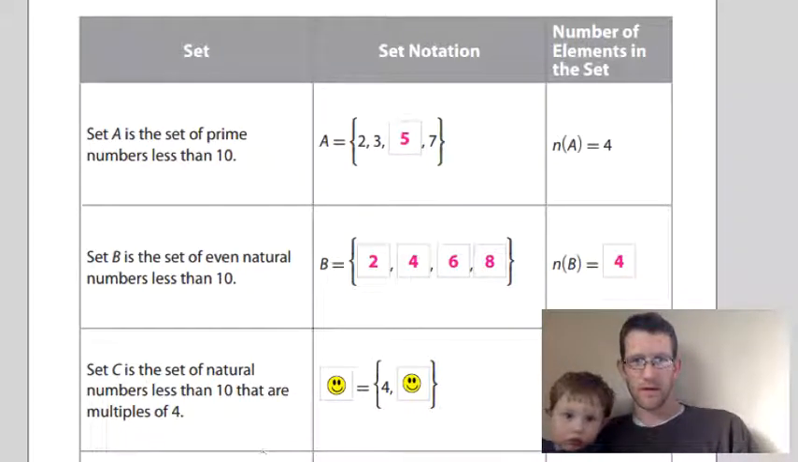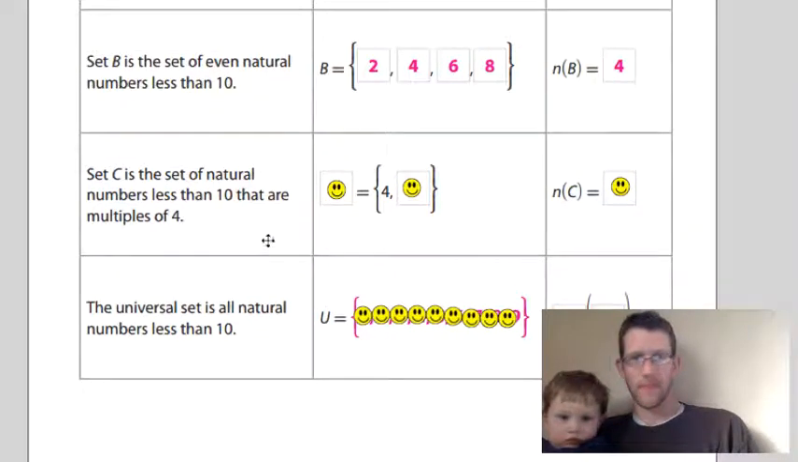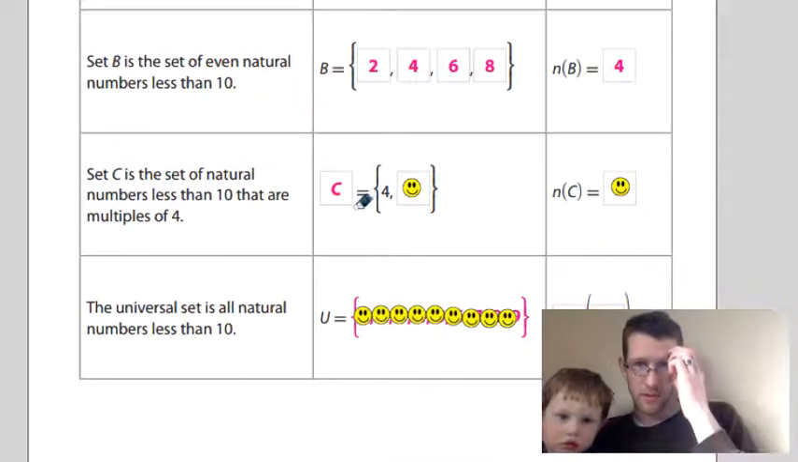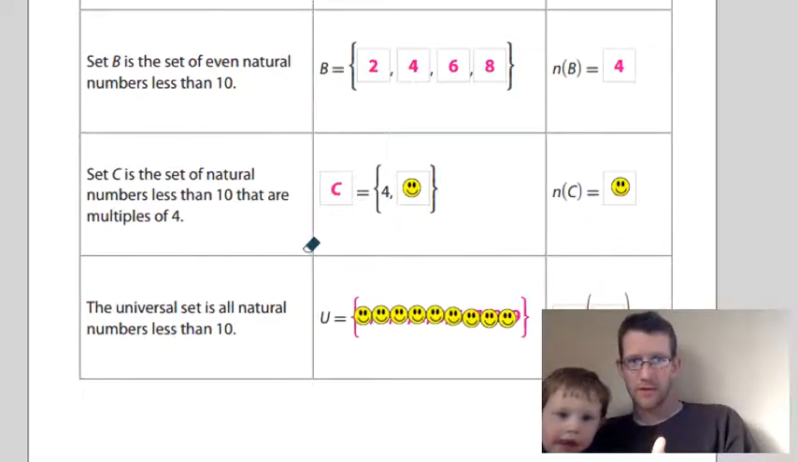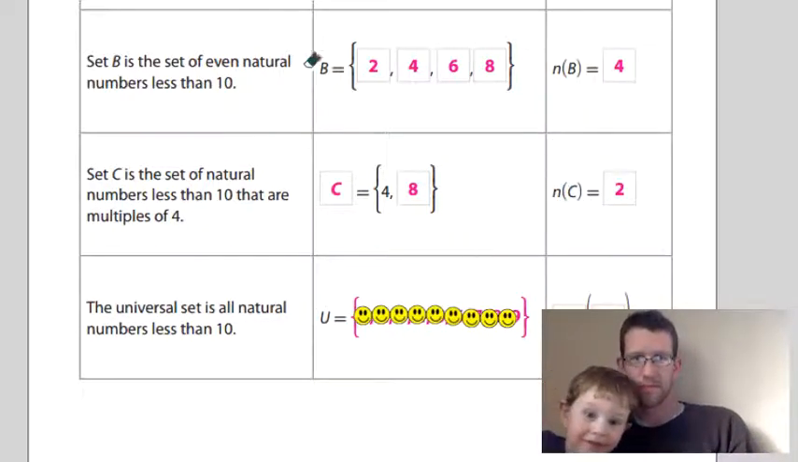Okay, moving on. Set C is the set of natural numbers less than 10 that are multiples of 4. So in this case, C is equal to what natural numbers are less than 10 and multiples of 4? Well, it's just 4 and 8. So there are 2 elements in set C.